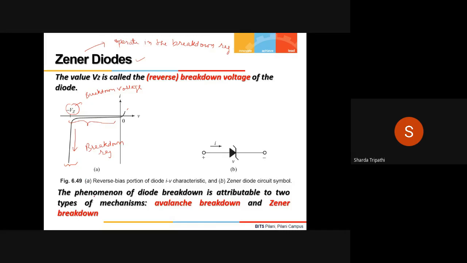The phenomenon of breakdown that happens in the diode is basically because of two mechanisms. The first mechanism is the avalanche breakdown, and the second mechanism is the Zener breakdown. So in a particular diode, the breakdown could happen because of either of them, not because of both happening at the same time, because they happen in different types of diodes. This we are going to see in a while. So either your breakdown will be because of the avalanche effect, or it will be because of the Zener effect.